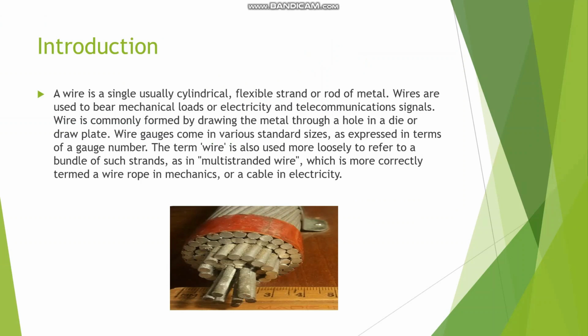For the introduction, wire is a single, usually cylindrical, flexible strand or rod of metal. Wires are used to bear mechanical loads or electricity and telecommunication signals. Wire also comes in solid core, stranded or braided form. Although usually circular in cross-section, wire can be made in square, hexagonal, flattened rectangular or other cross-sections.